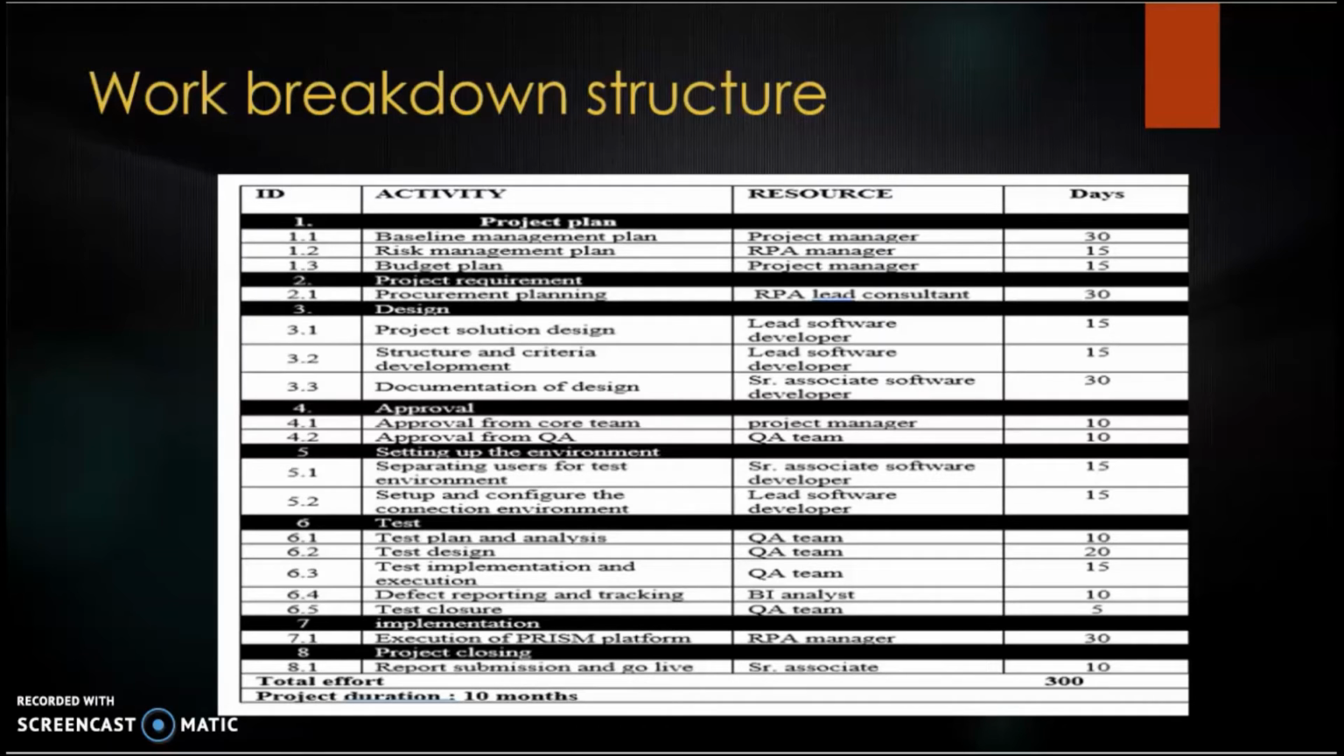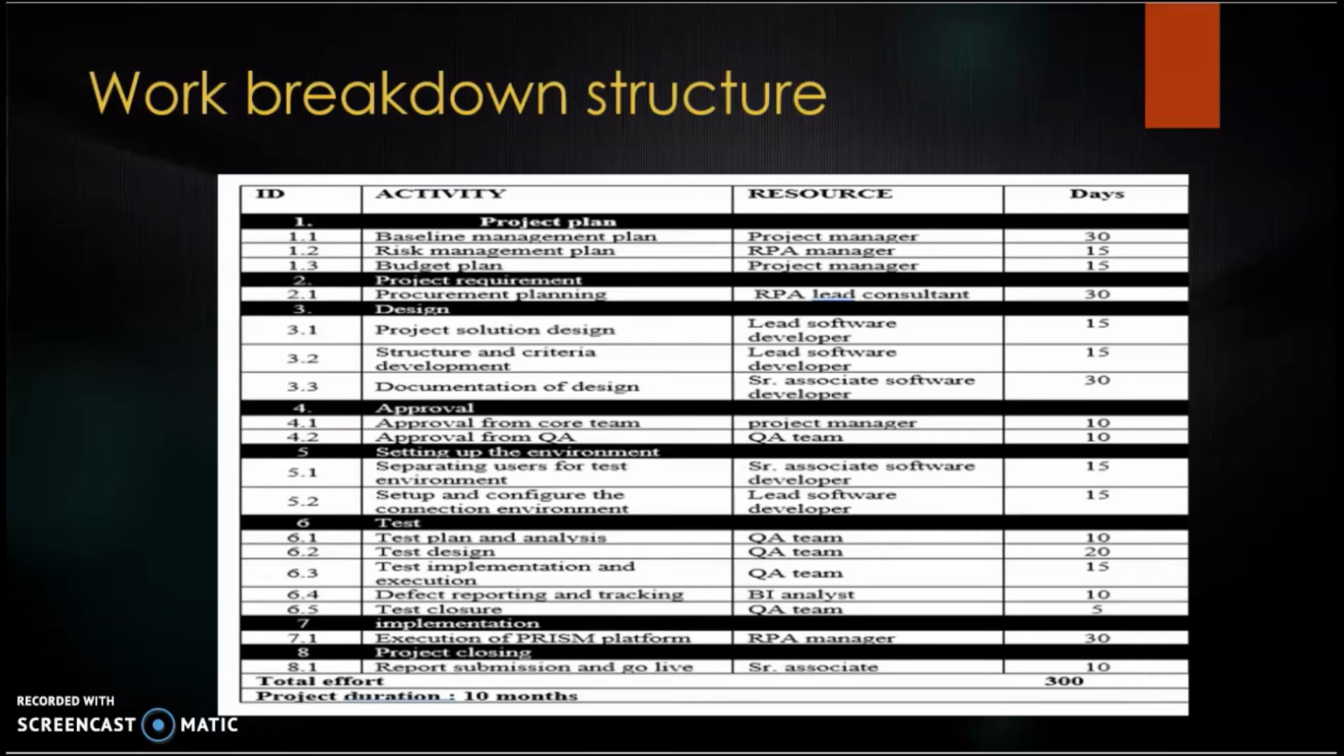The next substage of the project plan is the risk management plan, and it was done by the RPA manager, and it is given 15 days to complete. The next substage is budget planning, and it was done by the project manager only, and it also takes almost 15 days to complete. The next stage of the project is the project requirement, that means the procurement planning, and it was done by the RPA lead consultant. And the maximum time period which we have given to complete this is 30 days.